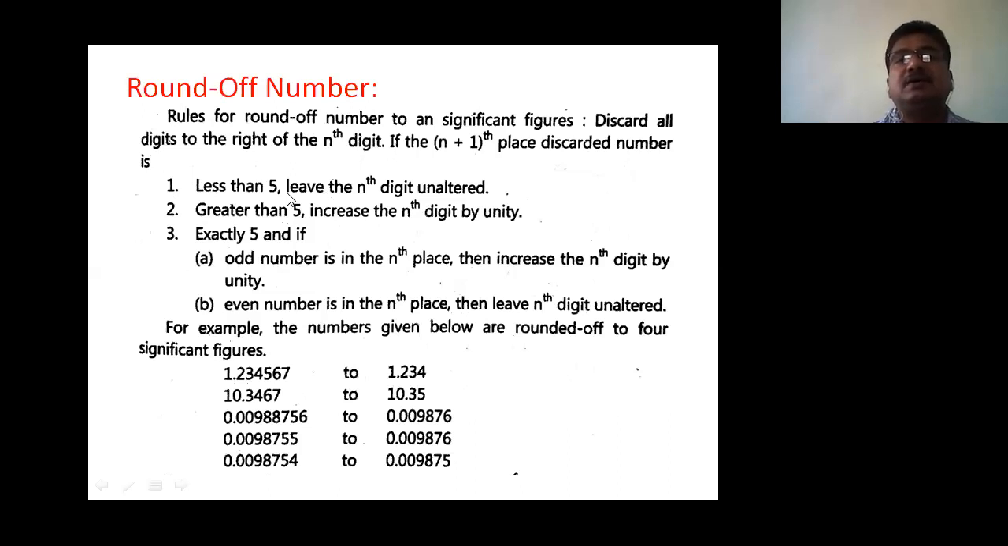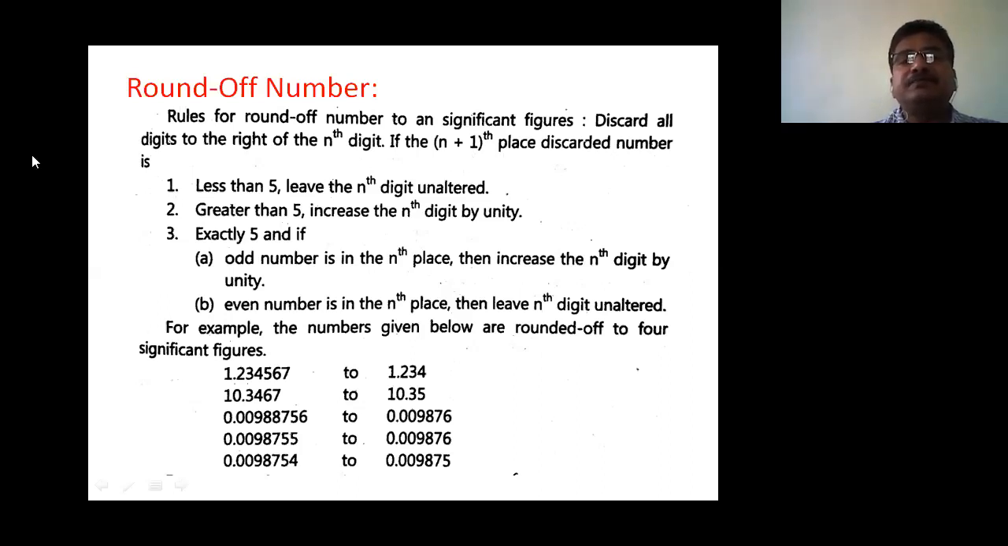The next is rounding up the number. We can round up the numbers by using these rules. The first rule is what? Suppose we have to discard all digits right to the nth digit. So we observe the n plus 1th digit of that number. Suppose we have to discard all digits after 4 decimal places. Then what is the procedure of rounding up the number? We observe the n plus 1 place discard number.